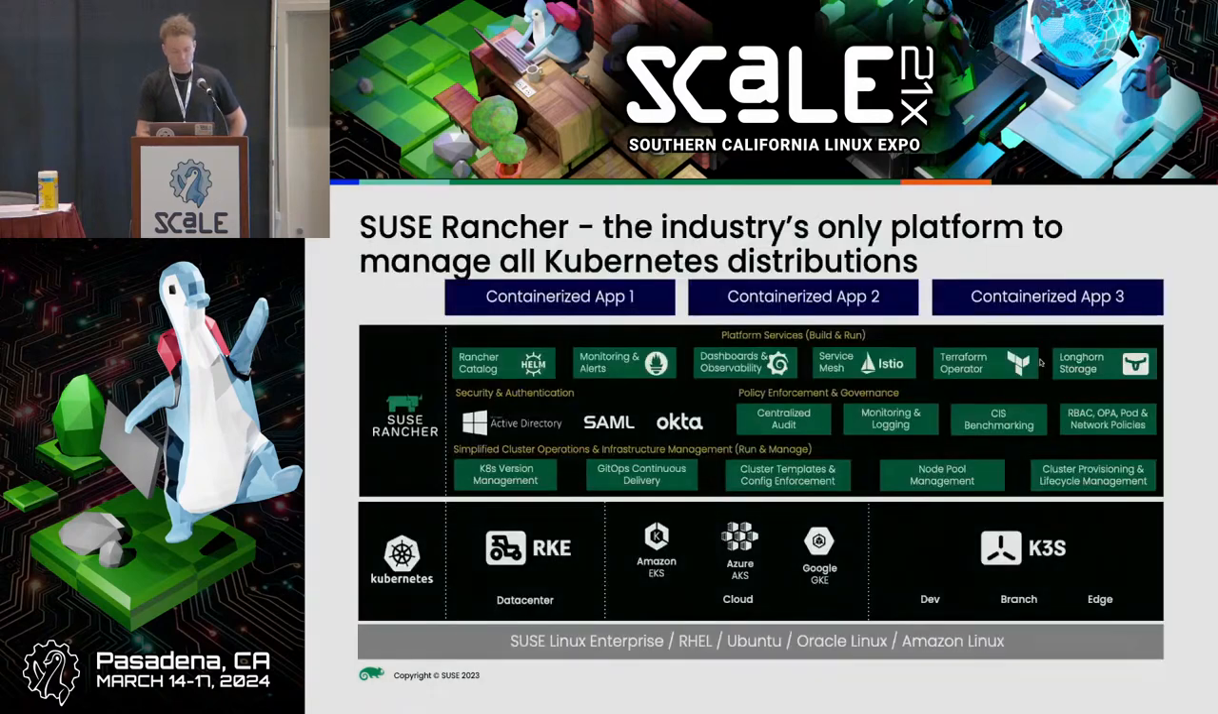Cool. Can we go back to the previous slide? Here on the bottom, the black thing and then the gray thing, this is where I can run a distribution. So this is the distribution layer. That bottom layer is going to be your host operating system, so your OS layer.